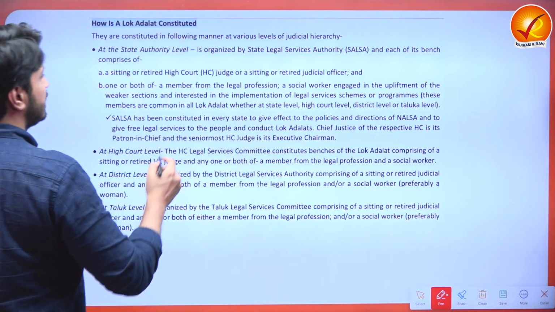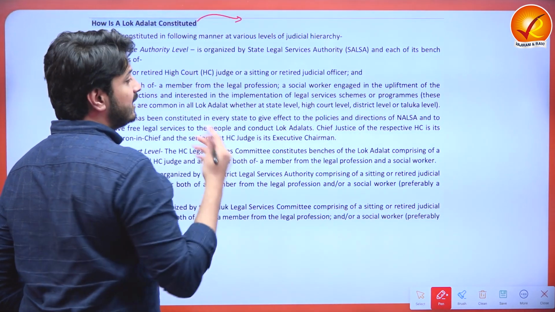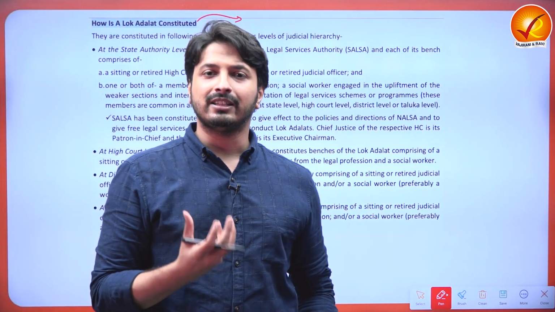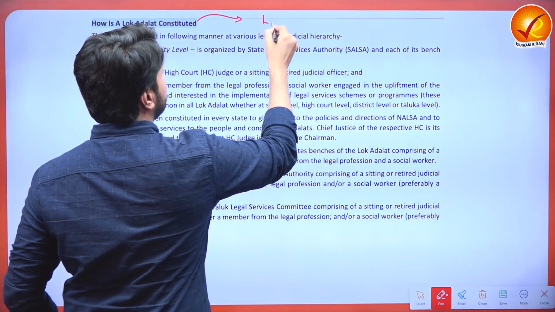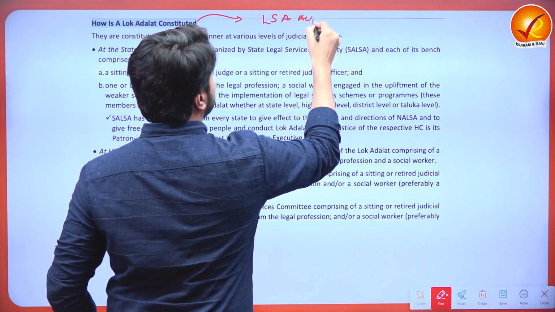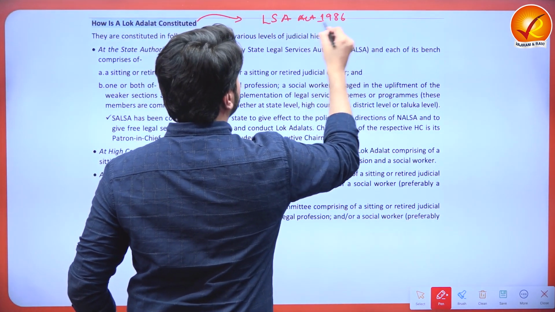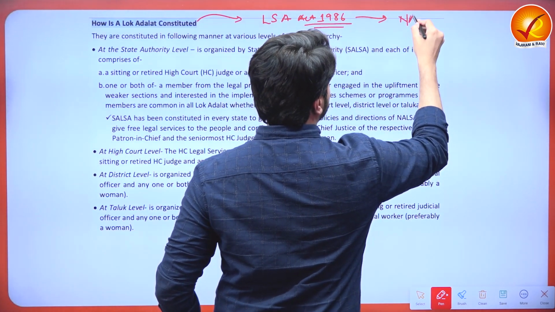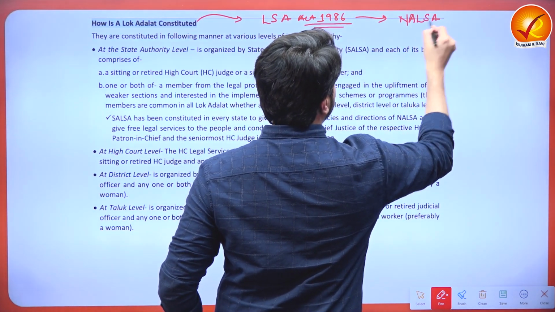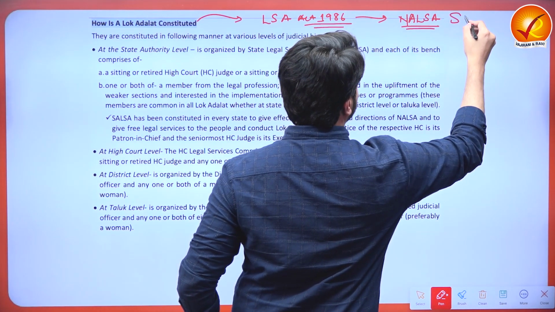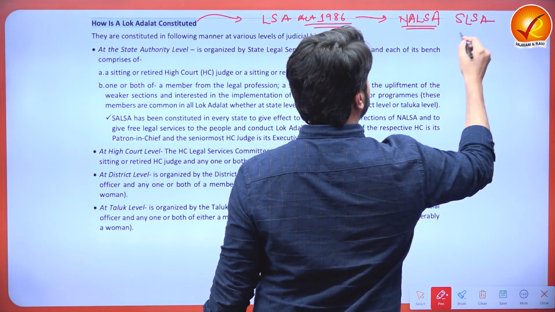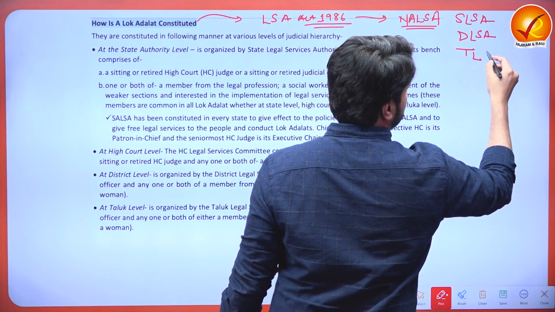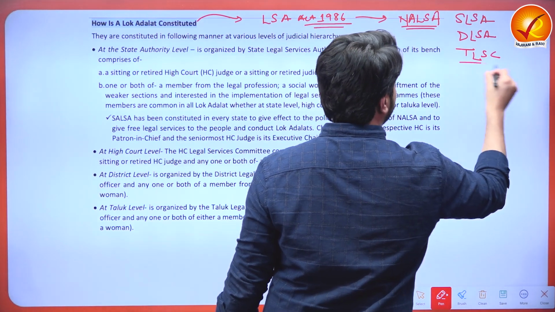As we already noticed, the legal authority or the statutory basis of constituting a Lok Adalat comes from the Legal Services Authorities Act of 1986. Under this act, it provides for the creation of the National Legal Services Authority, apart from it, the State Legal Services Authority, the District Level Legal Services Authority, and the Taluk Level Legal Services Committee.